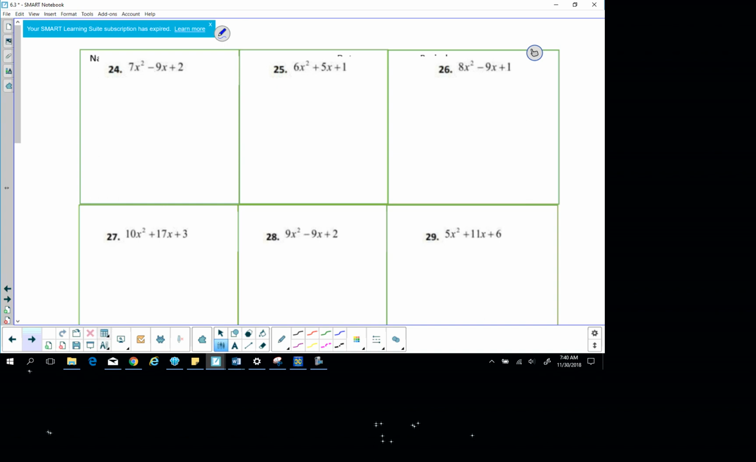Is there a number that goes into all 3 of these? No. So I just got to start my A, B, and C. So what's my A here? 10. B is 17, and C is 3. So then you do your X, which is ACB. And so what is 10 times 3? 30. And then you're adding to 17. What 2 numbers multiply to 30 and add to 17?